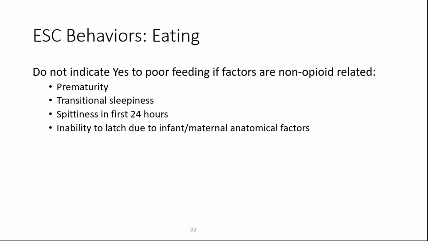So on your tool, you don't want to indicate yes if the poor feeding factors are non-opiate related. So if they're preterm, if they have transitional sleepiness. So in that first 24 hours of life, they have that awake time in the first 6 hours, and then they kind of sleep a little bit more. You don't want to relate it to that. Spittiness in the first 24 hours of life, if they're a C-section baby and they have extra fluid. Inability to latch because of infant or maternal anatomic factors. You know, there's just a discoordinated suck going on.